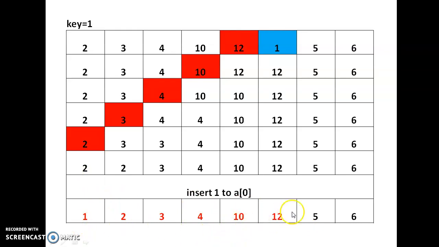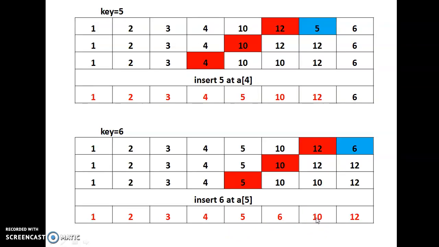Now in the next step, we will see for this 5. Now the key value is 5. Now I am checking with this previous element. Is 5 less than 12? Yes, 5 is less than 12. So push 12 down to the next position. So I have pushed 12. Next I am going to this 10. Is 5 less than 10? Yes, it is less than 10. So I am pushing down.